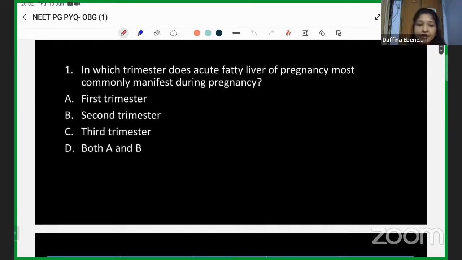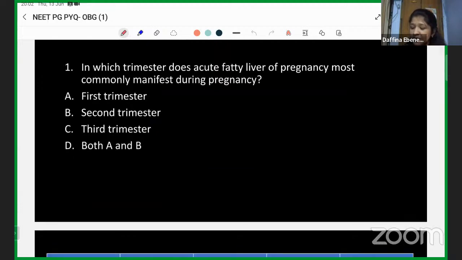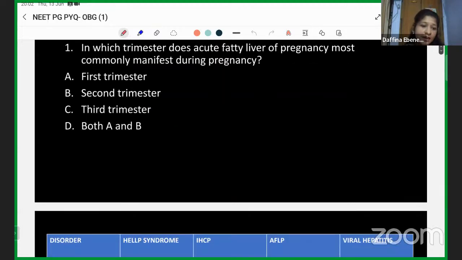The first question: in which trimester of pregnancy does acute fatty liver of pregnancy most commonly manifest? Acute fatty liver of pregnancy is a very important liver disorder that happens during pregnancy. It's exclusively something that happens only during pregnancy. So which trimester does this most commonly manifest?